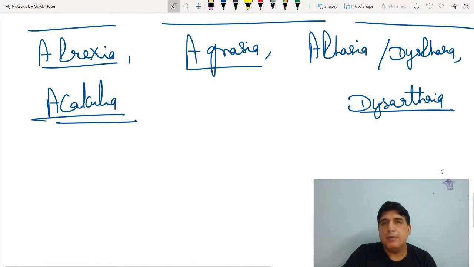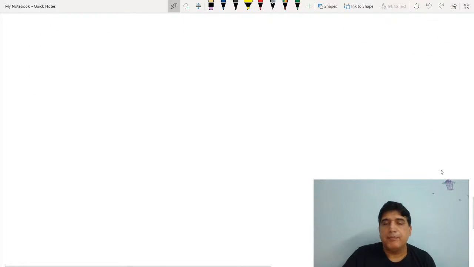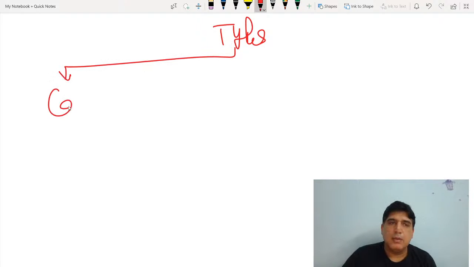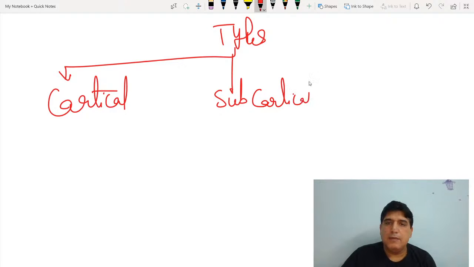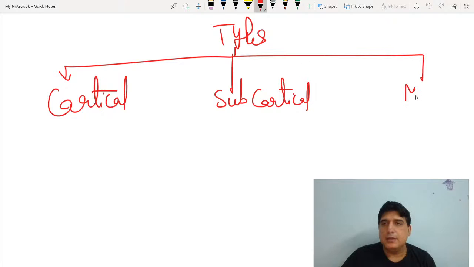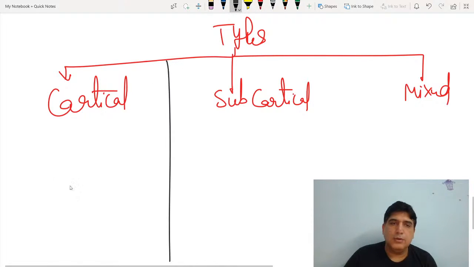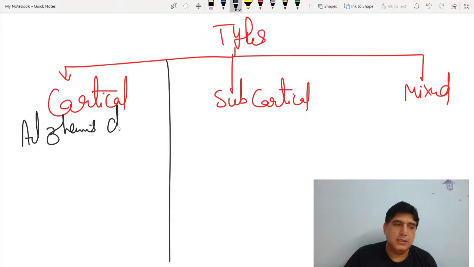We have impairment in dementia. Despite being an organic disorder, in dementia there is no impairment of consciousness. Okay. They ask about types of dementia again and again, and they can ask in your exam also. So remember by heart, we have cortical dementia, subcortical dementia, and mixed dementia. Cortical, subcortical, and mixed. Cortical, we have what? Alzheimer disease.